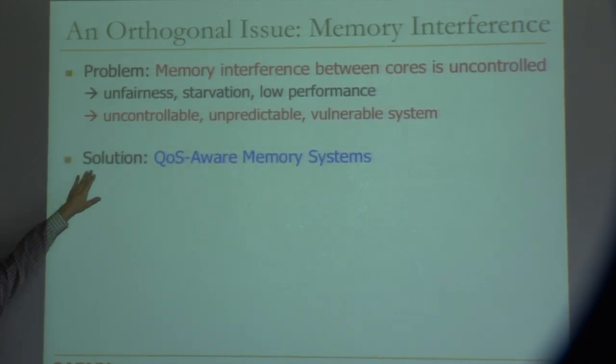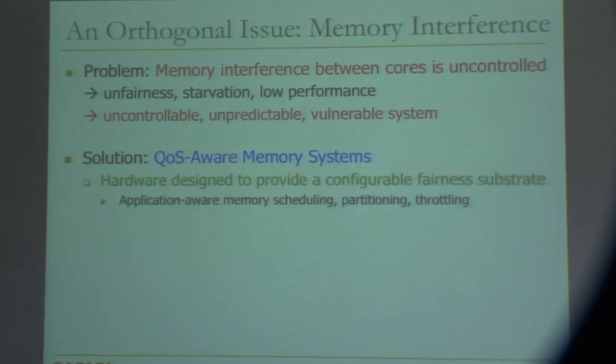The solution that we've been pursuing is designing quality of service aware memory systems. And I don't know if there's any other solution to this problem. But basically, you design hardware primitives that provide a configurable substrate that provides some basic fairness guarantees and basic levers to enable latency and bandwidth allocation to different applications.